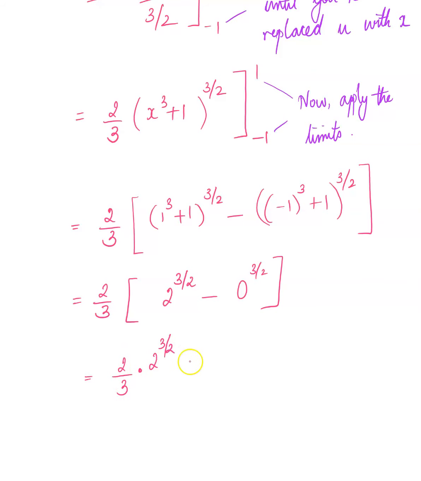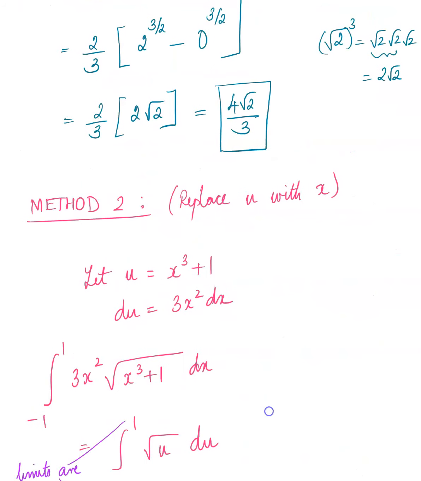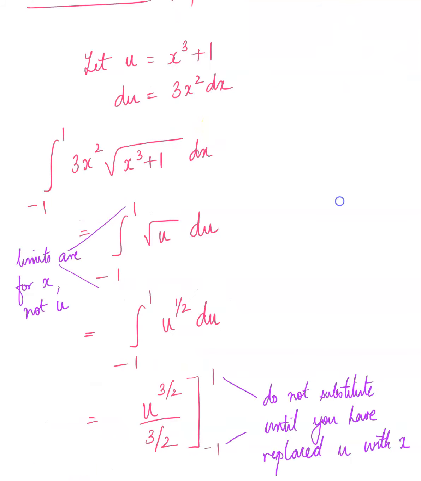There I showed you 2 power 3 over 2 as 2 root 2. Here I want to show a slightly different algebraic technique. It's not new; you've done this before. They both have the same base 2, so you can add the powers. So 1 plus 3 over 2 will be 5 over 2, so you get 2 power 5 over 2 all over 3. You can leave it like this, but it doesn't match the answer back here. You want them to have the same answer, 4 root 2 over 3. That's why this way of expanding it is a lot easier, better, I would say, compared to the exponent method.